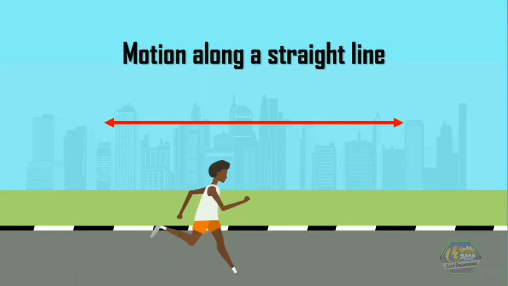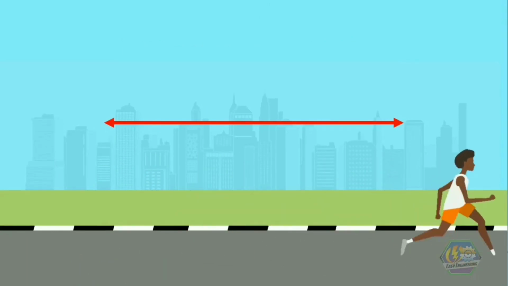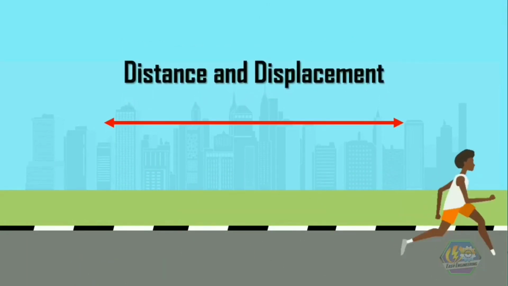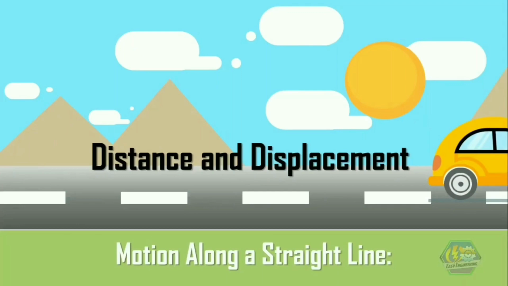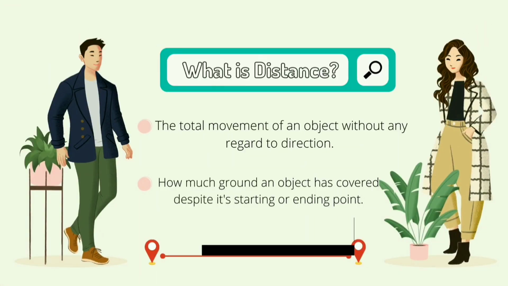Now, we're going to talk about motion along a straight line: distance and displacement. Distance and displacement are two quantities that seem to mean the same but are distinctly different, with different meanings and definitions. So, what is distance? Distance is the total movement of an object without any regard to direction. We can define distance as how much ground an object has covered despite its starting or ending point.